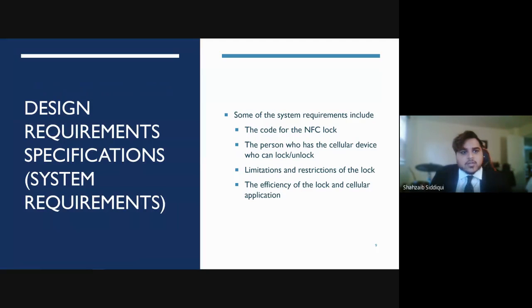When looking at our system requirements, we need to look at a few things. The code for the NFC lock, which will be created by the software team, the person who has the cellular device that can lock or unlock the lock itself, limitations and restrictions of the lock, and the efficiency of the lock in the cellular application. Meaning we want the application to be extremely easy, it should be quick, and it's going to be combining multiple steps of verification in one single step. Next slide.